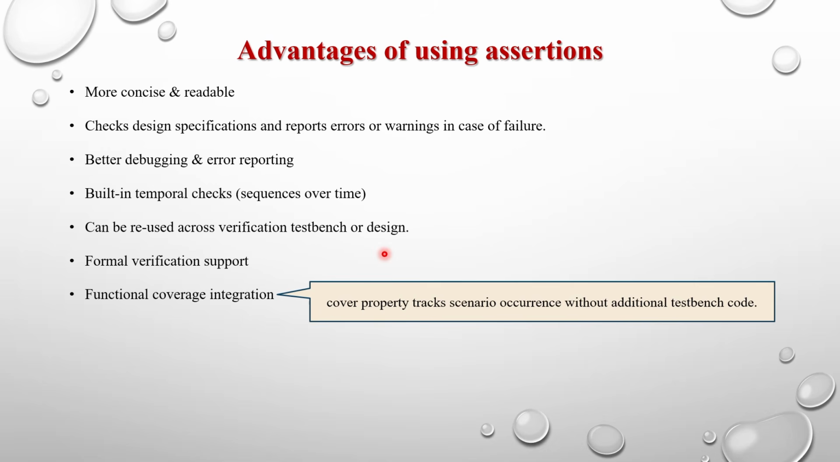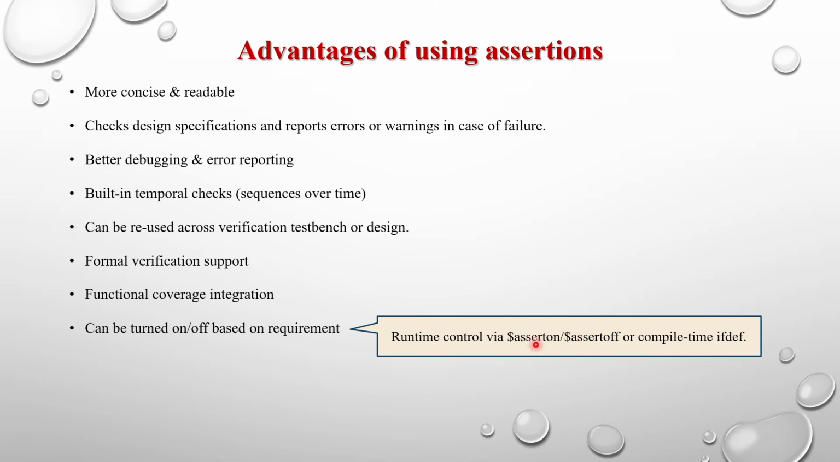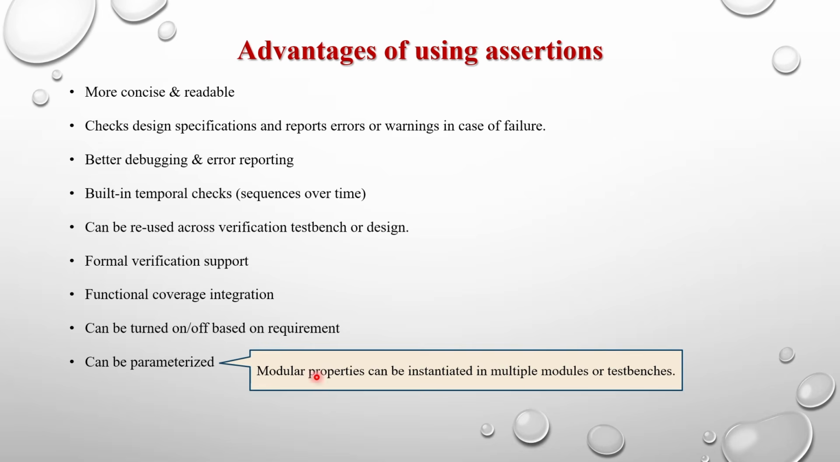We will see this in the coming slides. And it can be turned on or off based on the requirement, with runtime control via assert on, assert off, or compile time ifdef. By using this, we can turn the assertions on or off, and it can be parameterized. So modular properties can be instantiated in multiple modules or test benches. We can include the conditions in the properties, and those properties can be instantiated in multiple modules or test benches. So these are all the advantages of using assertions.